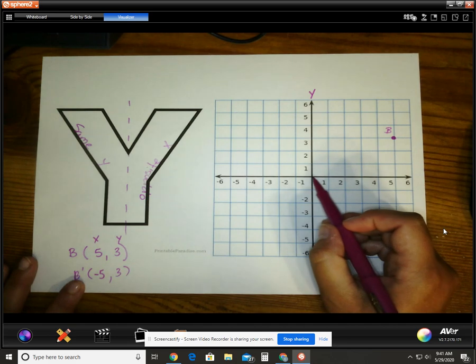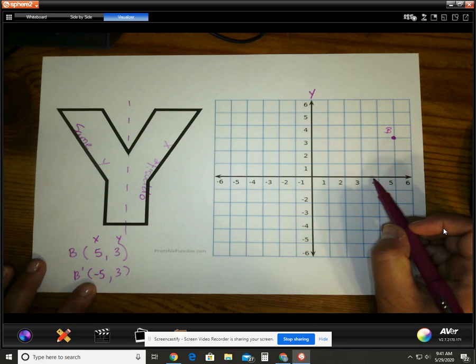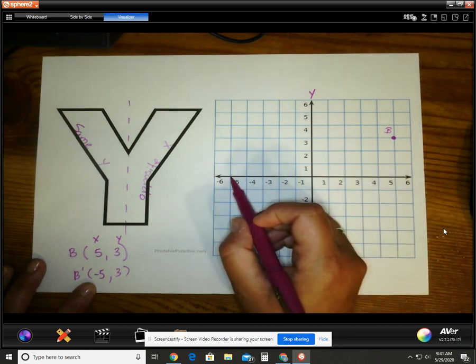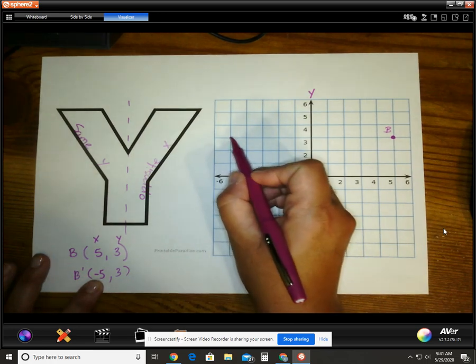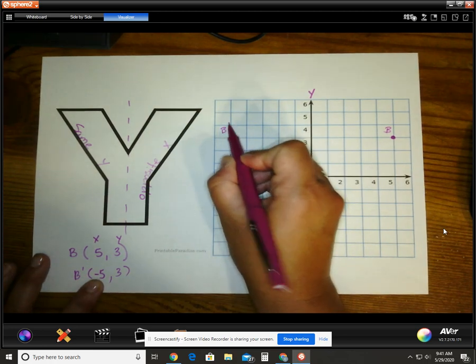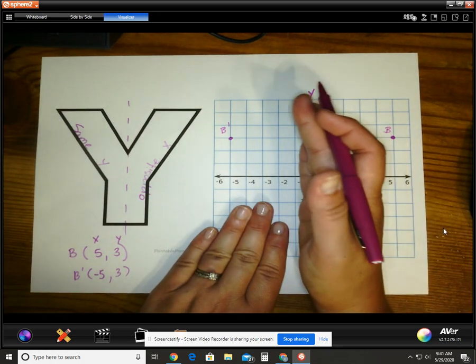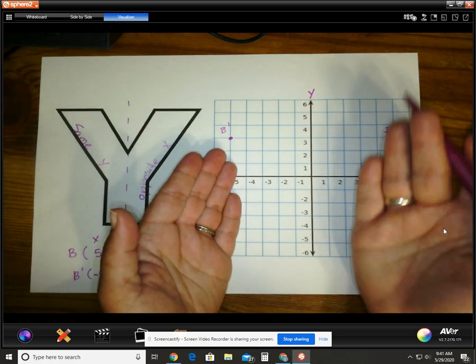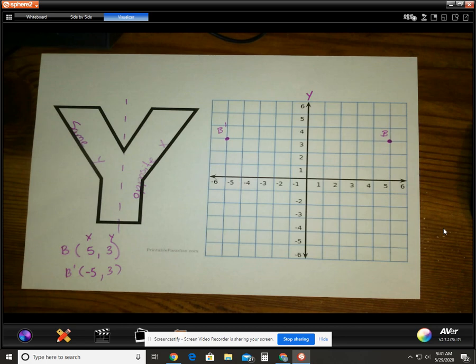Okay, so I'm going to take a look at this and I'm going to go out -5. There we go. I had to think there for a second. And then up 3. 1, 2, 3. And this would give me B prime. Again, it's like somebody put a dot of paint. They're folding on the y-axis, and they're going to smush it over and make a point there. Okay. We can do this with shapes as well.